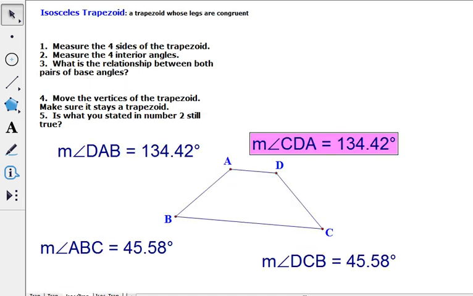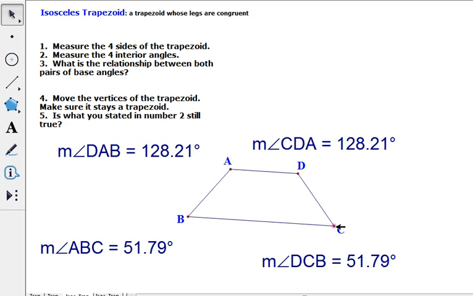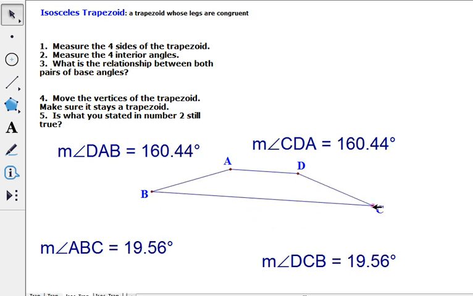Now this next one just deals with an isosceles trapezoid, so be careful with this. This doesn't work for all trapezoids, but it does for isosceles trapezoids. I've measured the four angles. What you'll notice here is these two angles, which would be angle A and angle D, are congruent right now, and so are angle B and angle C. Remember, these are base angles, and these are base angles. So this is telling us that the base angles of an isosceles trapezoid will always be congruent.